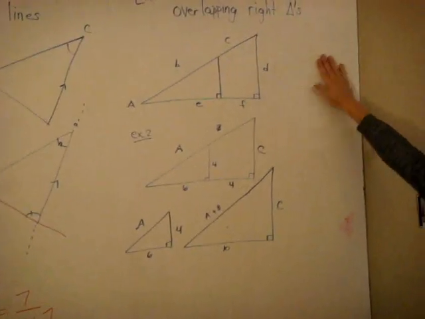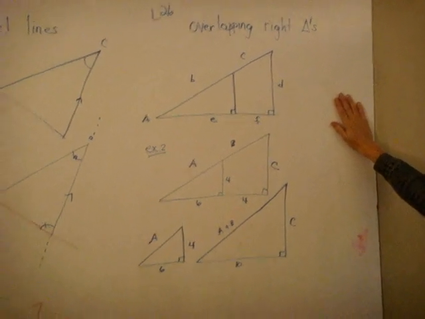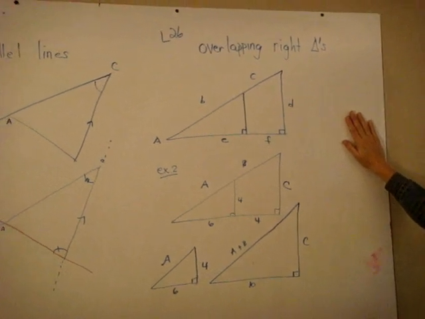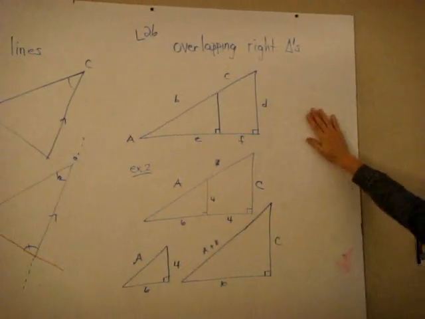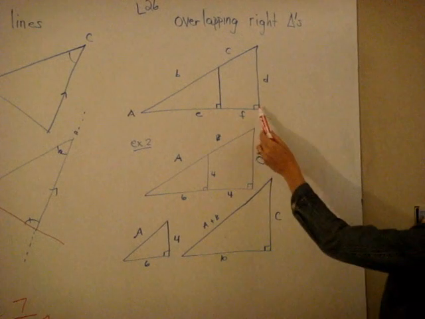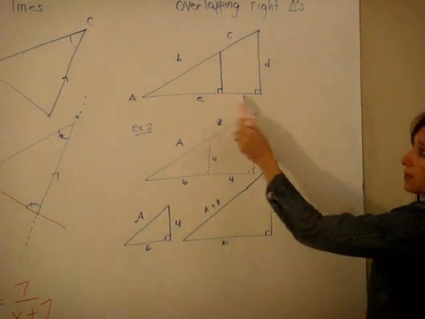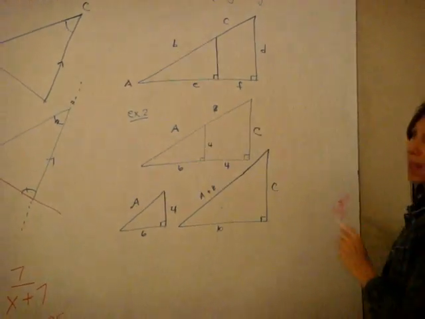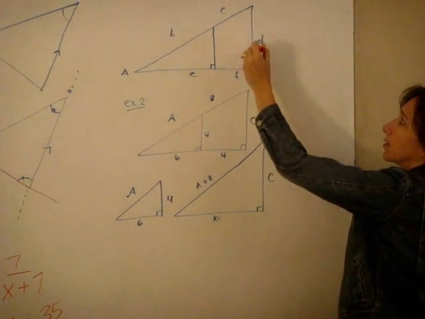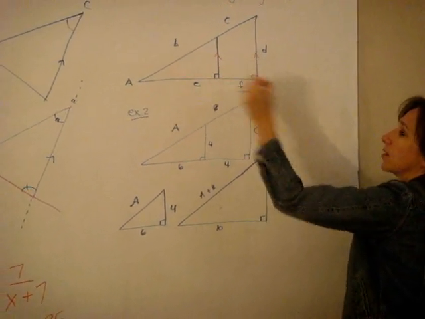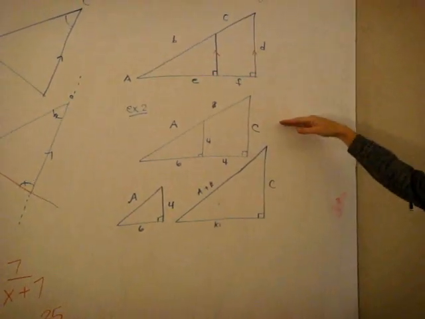We have one more example. This is from lesson 26. This is overlapping right triangles. This is similar to the first one that we did, except you're going to notice that these are right triangles that are overlapping. And these lines are parallel too. They're both right angles.